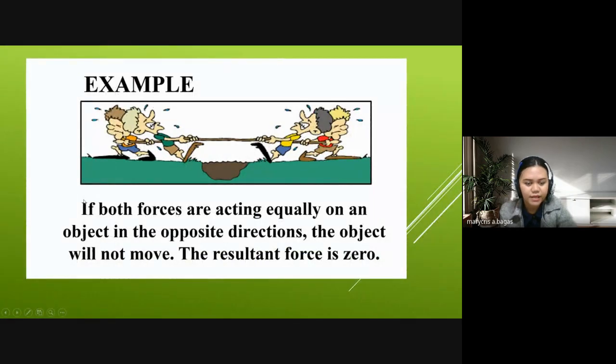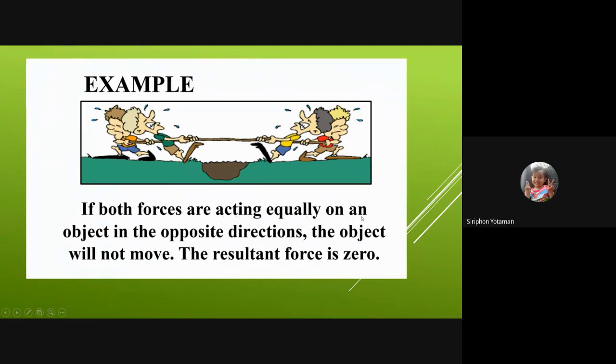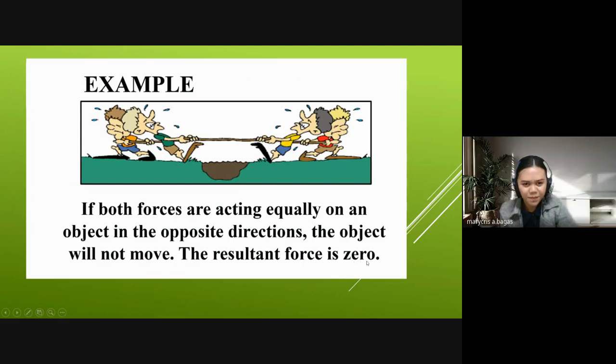Okay, can you read? If both forces are acting equally on an object in the opposite directions, the object will not move. The resultant force is zero. Okay. If both forces are acting equally on an object in the opposite direction, the object will not move. The resultant force is 0.